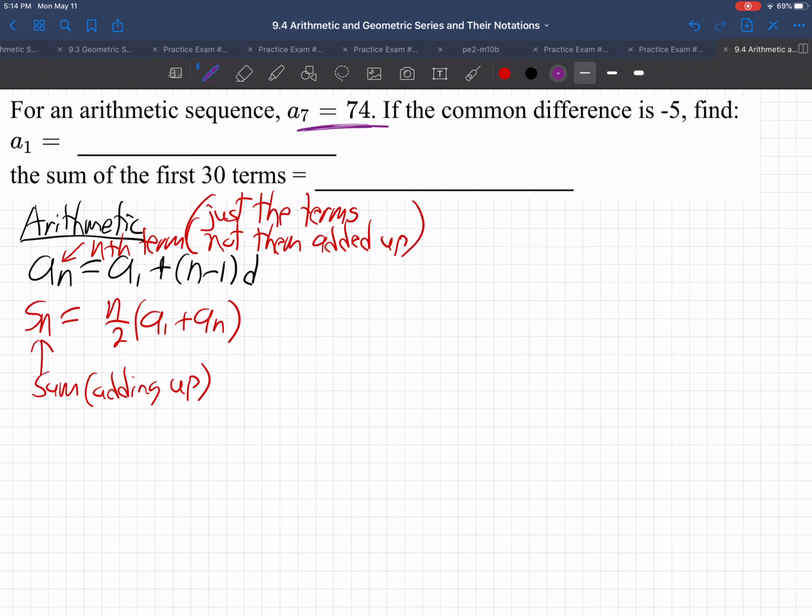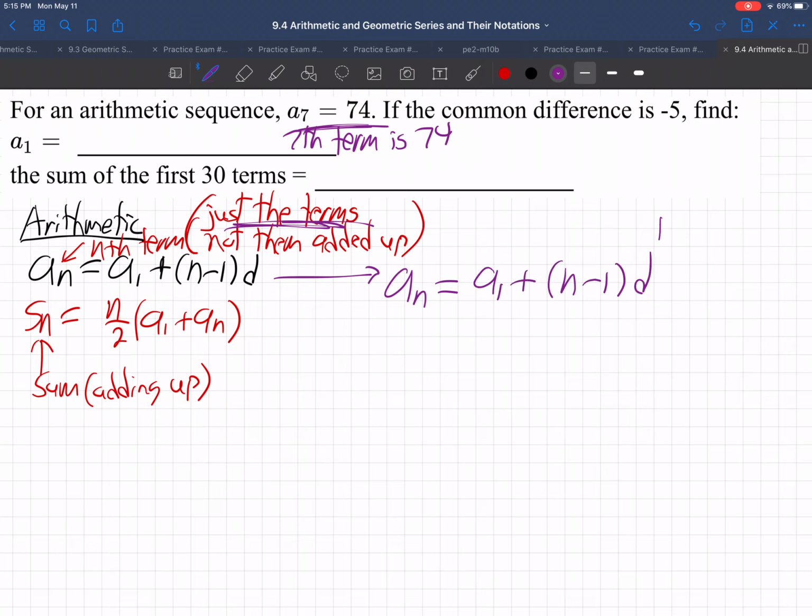So here we go. They're telling us the seventh term is 74. So I'm going to use this formula because this is the formula for just finding the terms, not adding them up. That'll be the second part where we add them up. a1 plus n minus 1 d. Remember, d stands for difference. In other words, it's the jump from term to term.